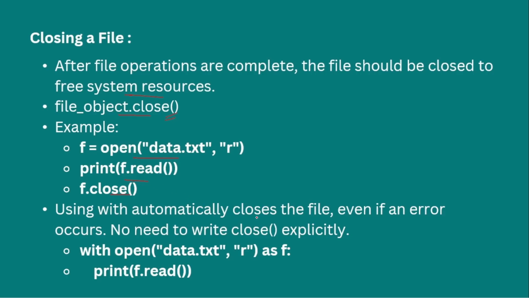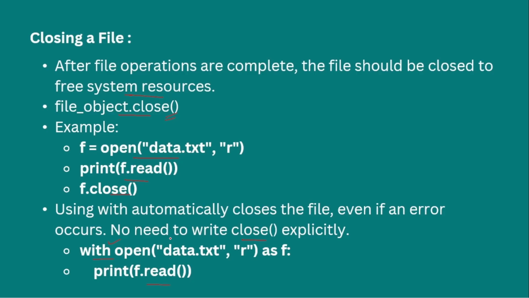Using with automatically closes the file, even if an error occurs. No need to write close explicitly. So in case we are opening the file using the with command, we say with open data.txt file in read mode as f, print f.read. Here we do not have to mention f.close explicitly, because when we are opening a file with the help of with, we don't have to close it explicitly.